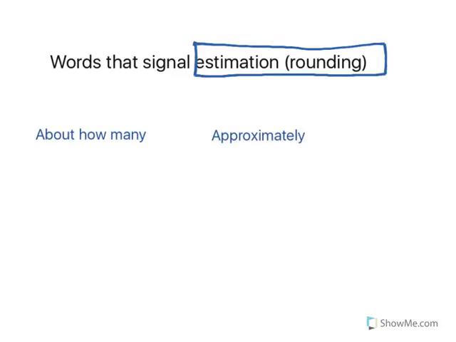We also have the word approximately. You may also just see the word estimate. What is the best estimate? Or it might even tell you just to round or that the number is rounded. So anytime you see any of these words in a word problem, that signals to you that you need to estimate, which means that you need to round.